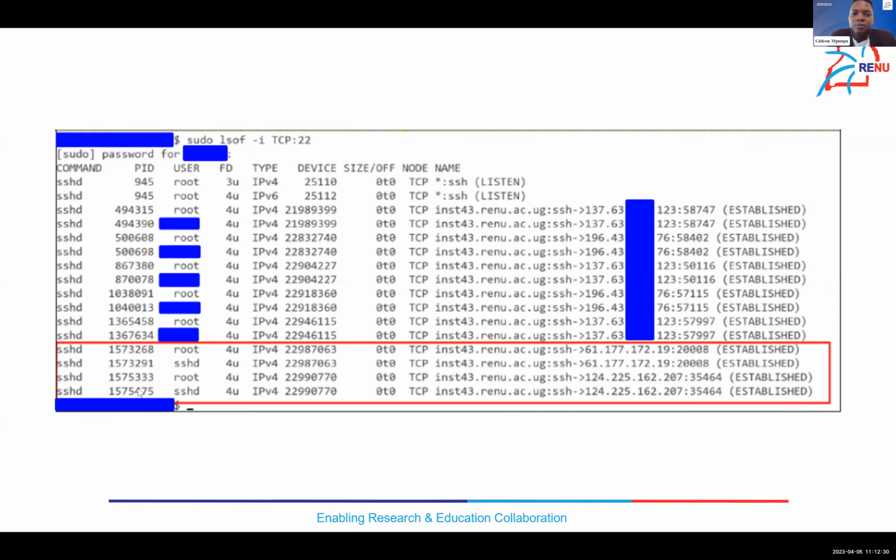Since, as you can see from the command, we're already looking for things that are happening on port 22. So we can see that this person or these people, we don't even know if it's one person or different people, have established SSH connections or SSH sessions on our hosts. That was the answer. Does anyone have any questions, additions, subtractions before we continue?